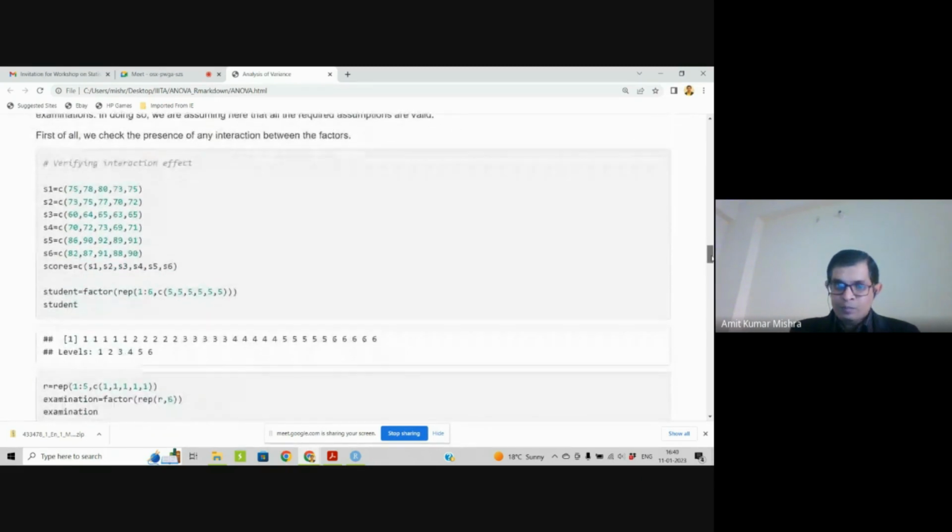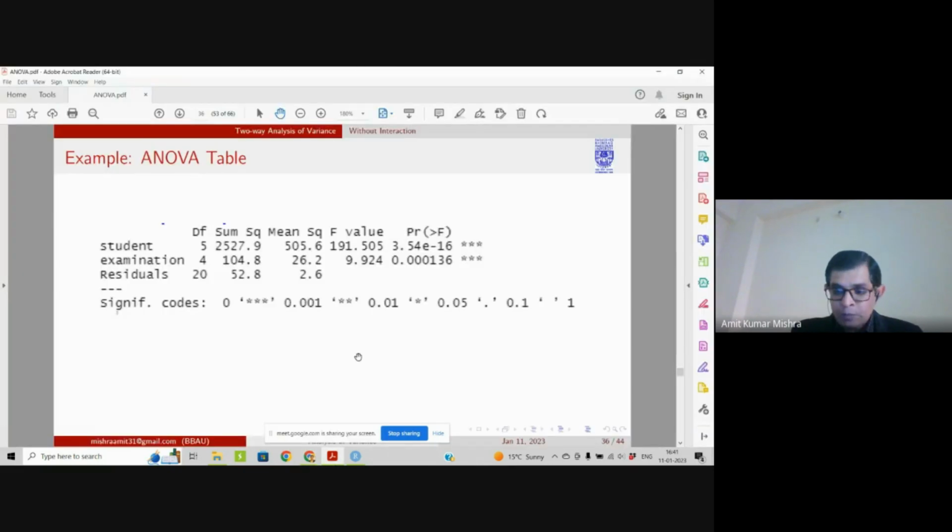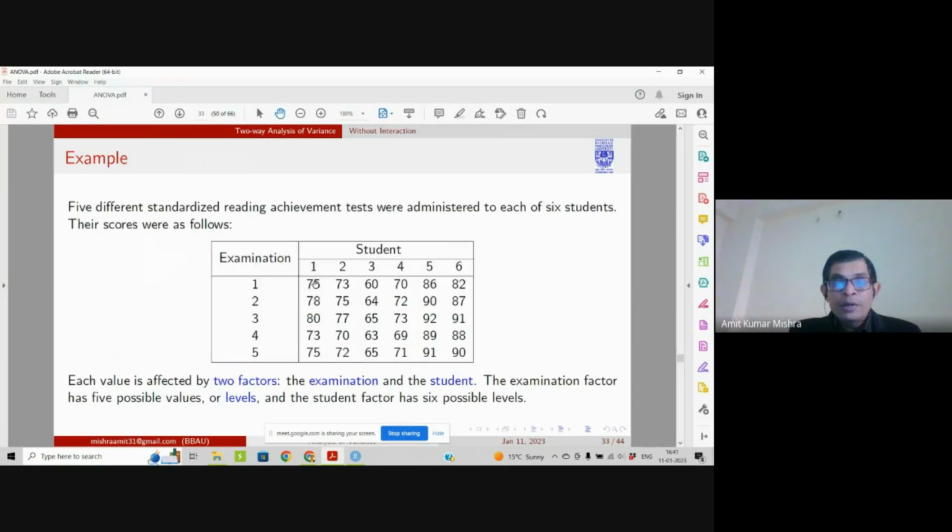Now again, I am entering the data S1, that means student 1. So I have entered the data of student 1. Student 1 means actually what I am doing, you can see I am entering the data column wise. Student 1 is getting marks 75, 78, 80, 73, 75.